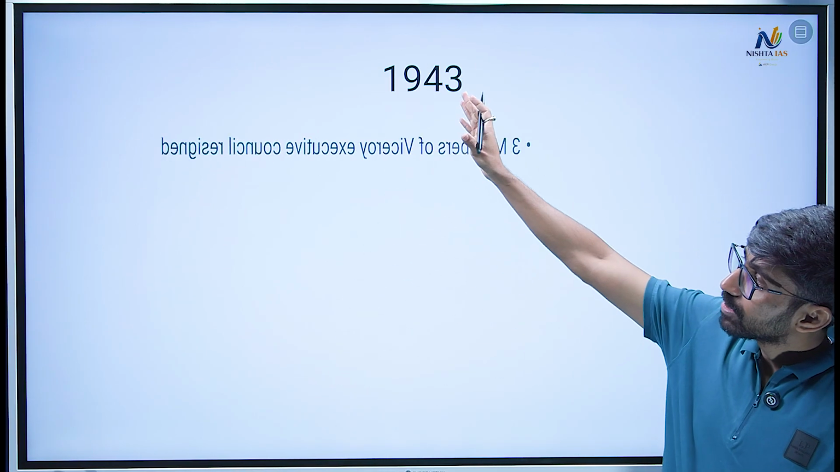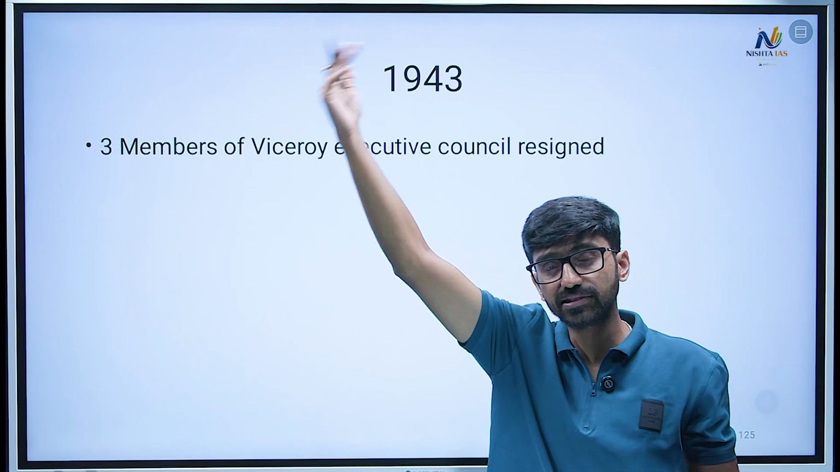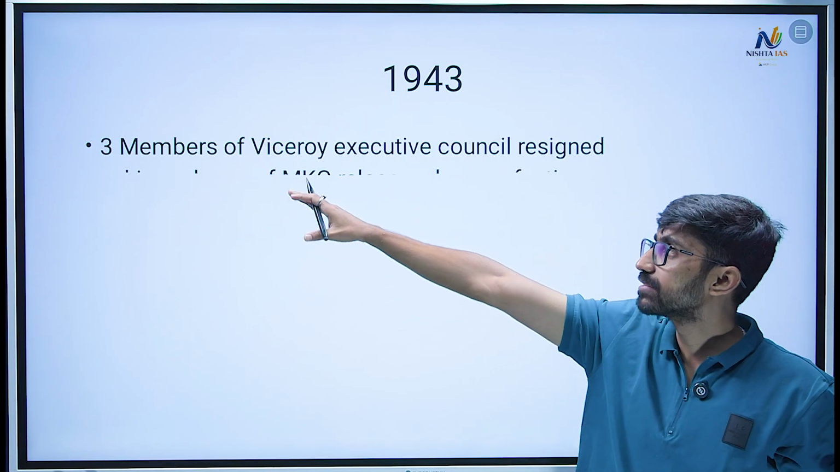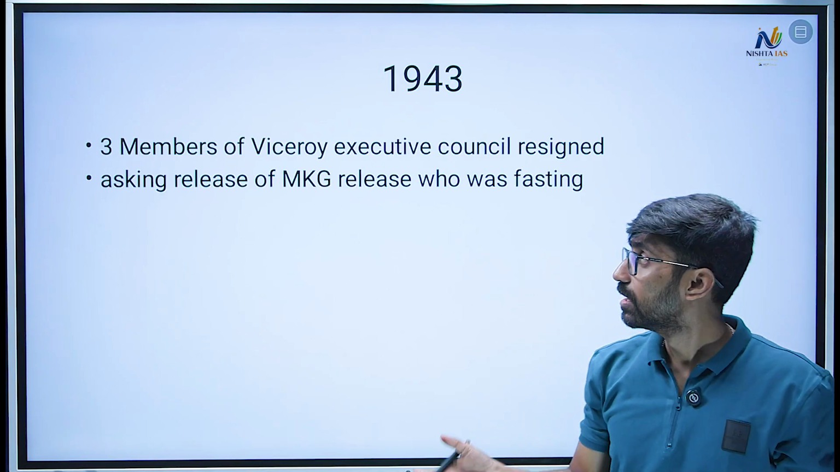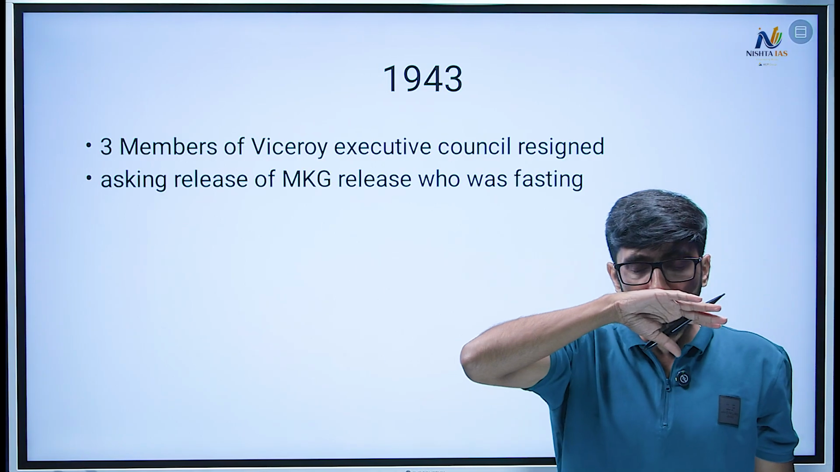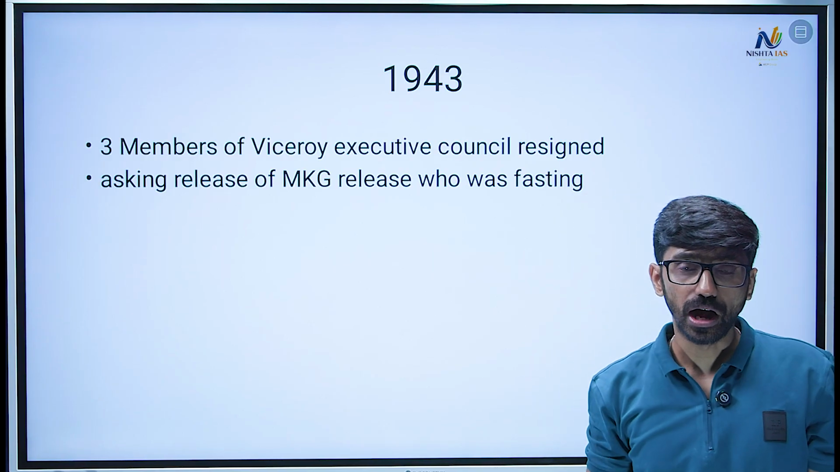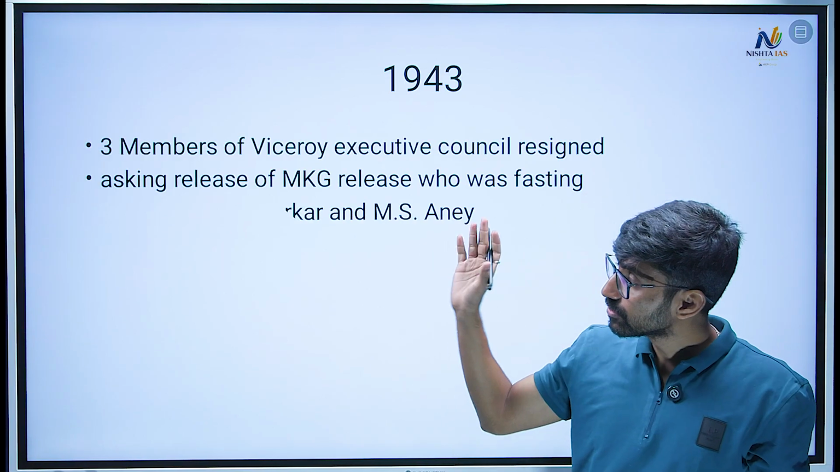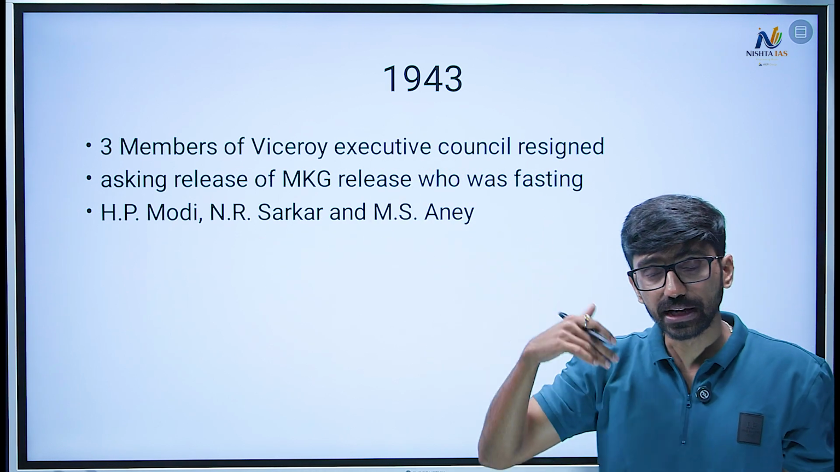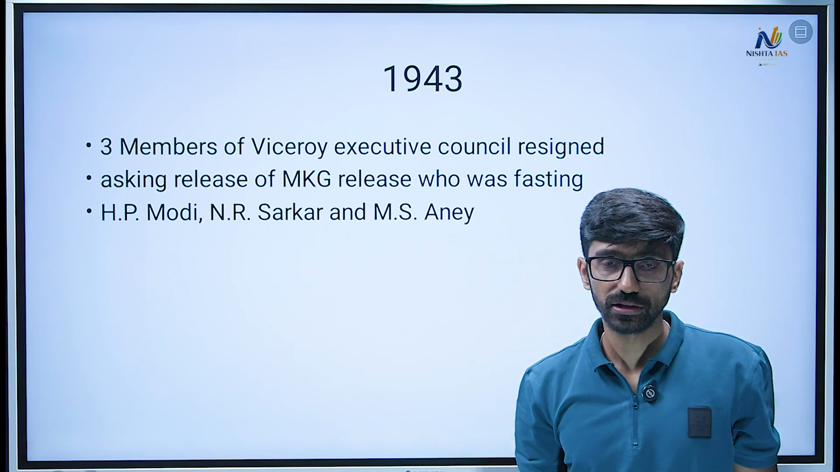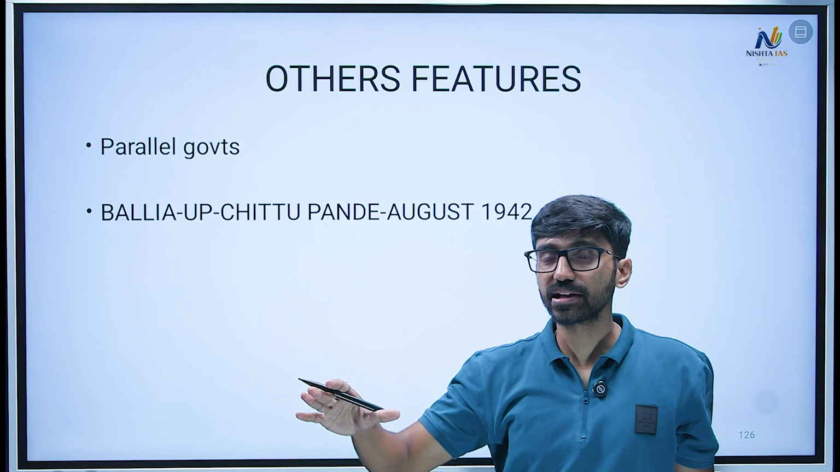And then in 1943, three members of the Viceroy's Executive Council, which is the decision-making body, resigned, asking for Gandhi to be released. Gandhi was fasting in jail and his health was deteriorating, and various letters were written to the British asking for his release. The Viceroy's Executive Council members, that is HP Modi, NR Sarkar and MS Aney, resigned from the Council.